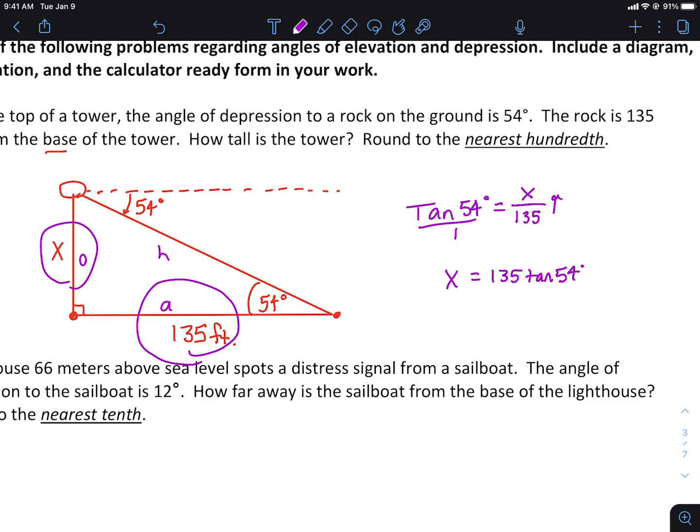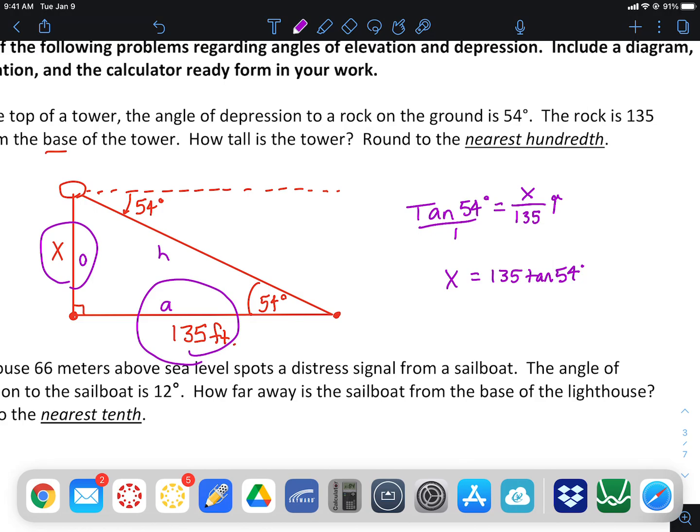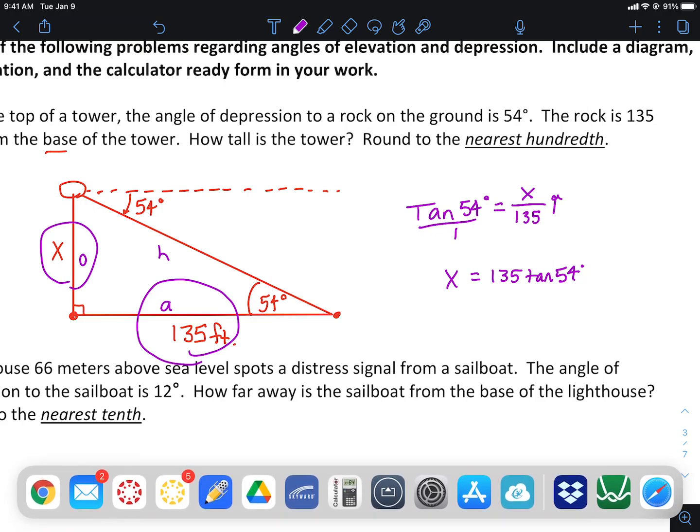I got my calculator off the screen here today, so I'll type that in. Here, you know what? Let's go ahead and add it in. Hopefully we don't get an ad.